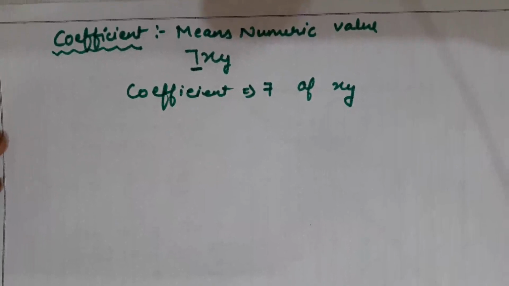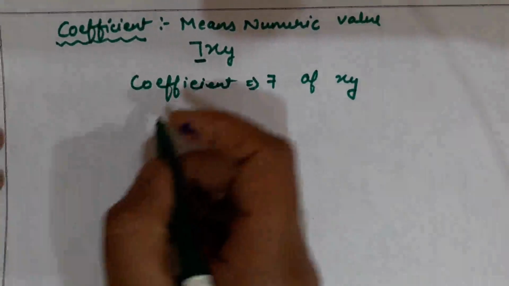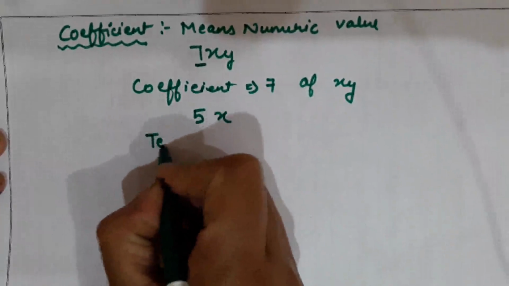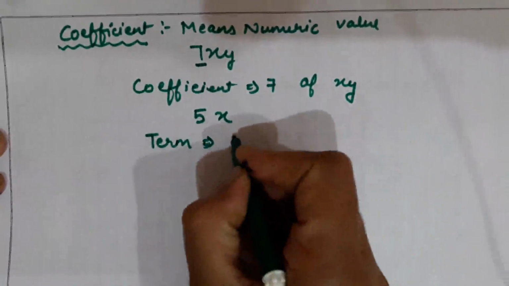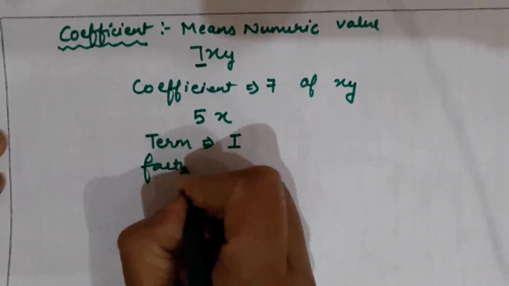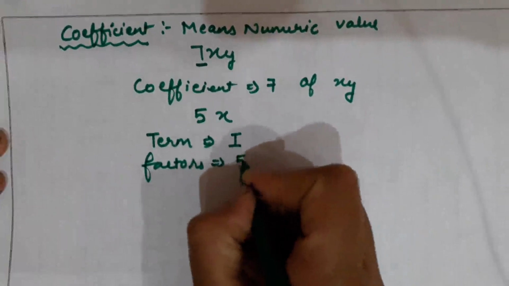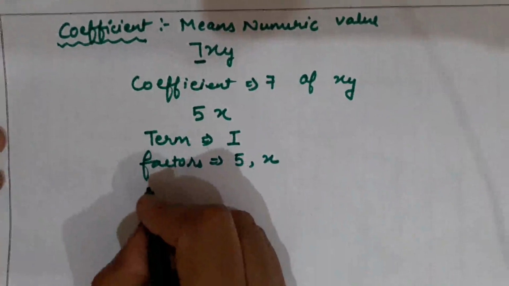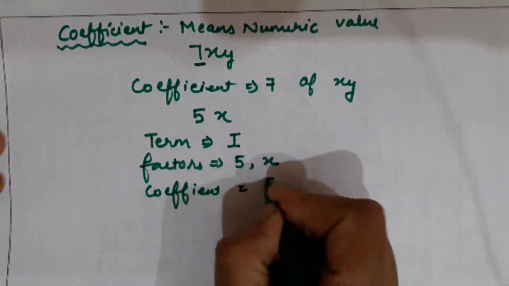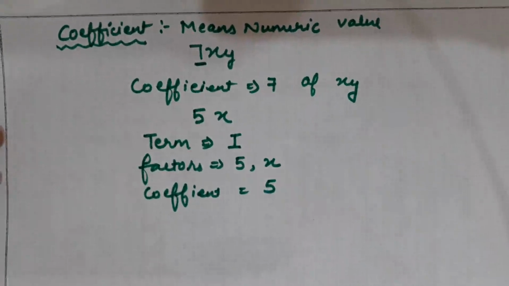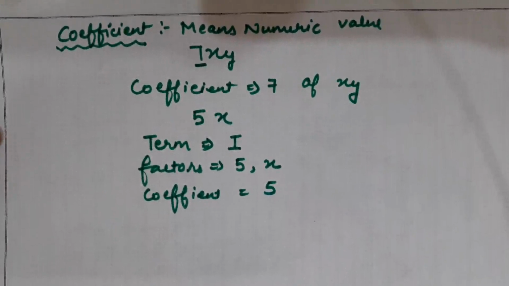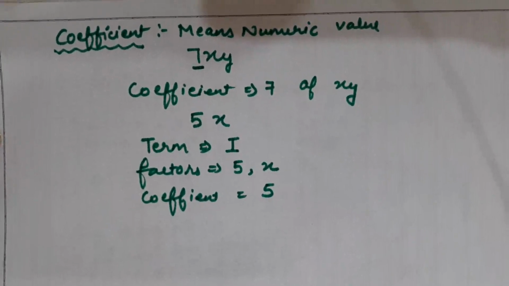Now let's take one more example: 5x. How many terms are we having? We are having only one term. Factors are 5 and x, and coefficient is 5 only. I hope you are able to differentiate between term, factors and coefficient.